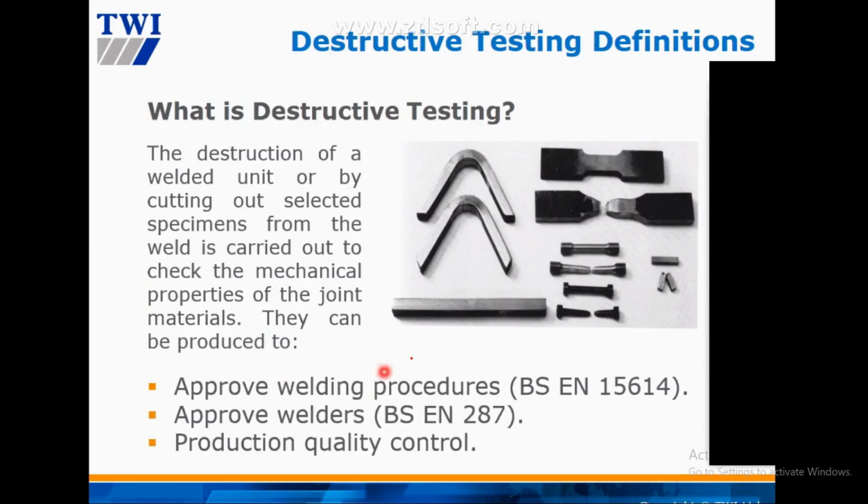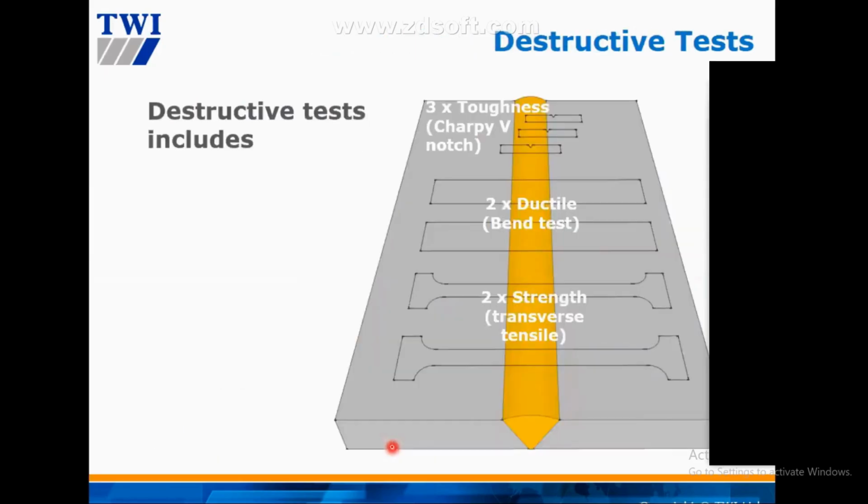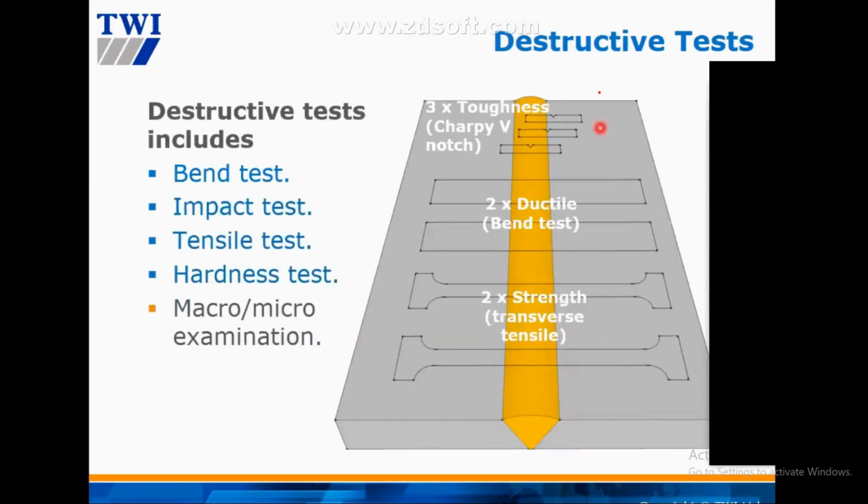So normally we carry it out in WPS and also in WQT, welder test. And also sometimes, when there is a problem, for example a crack in the joint, they will cut it out and then send it for mechanical test to see what the problem is. For example, here in one plate, they cut into different sections in order to do different tests.